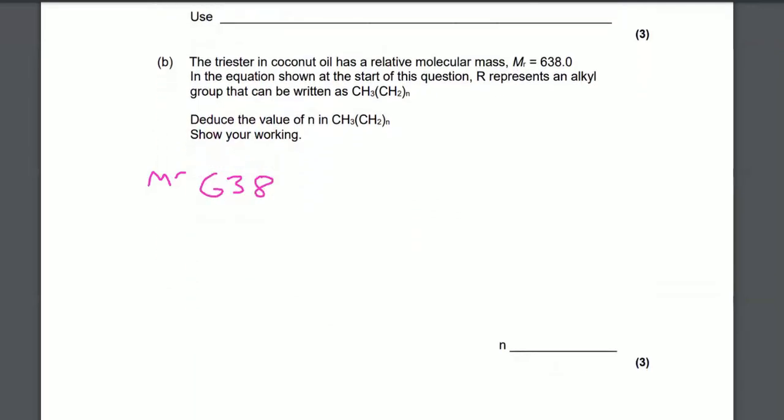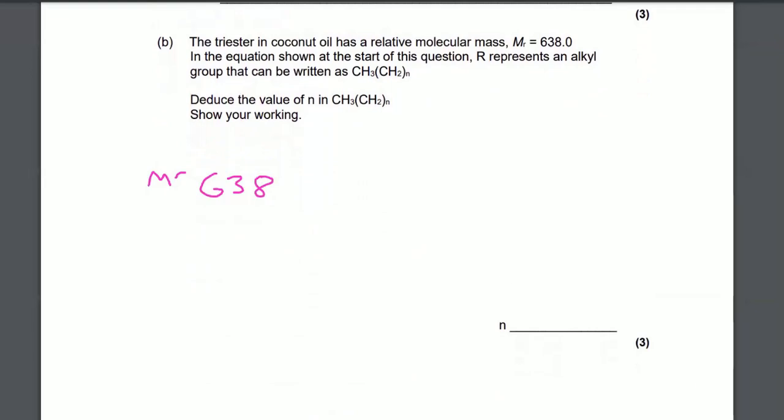And then you can work out by a bit further subtraction what the MR of R is, what the MR of the CH2 section is, and then you can work out what n is. So let's have a little go.